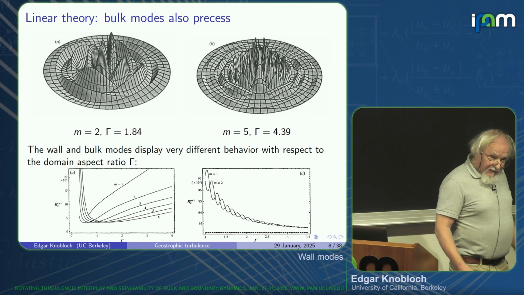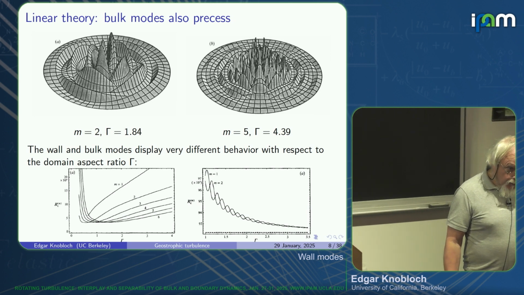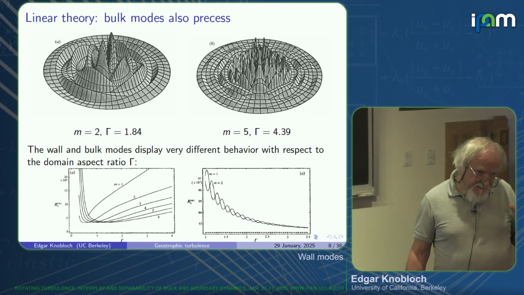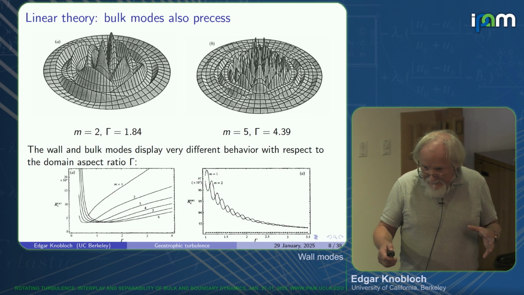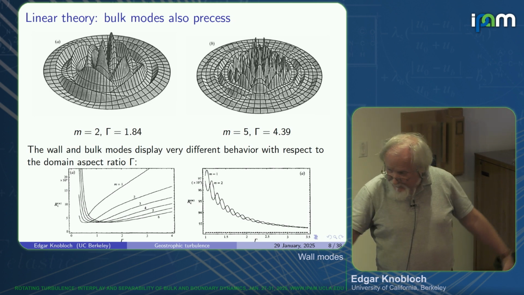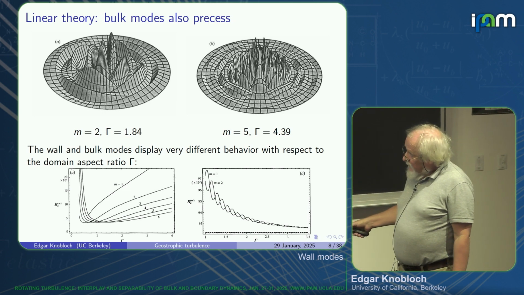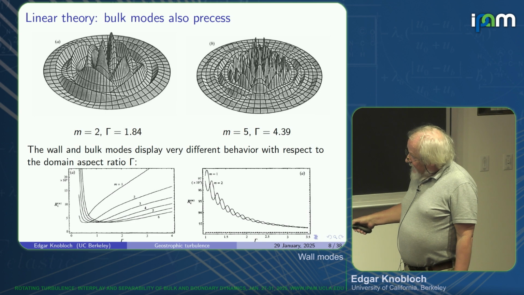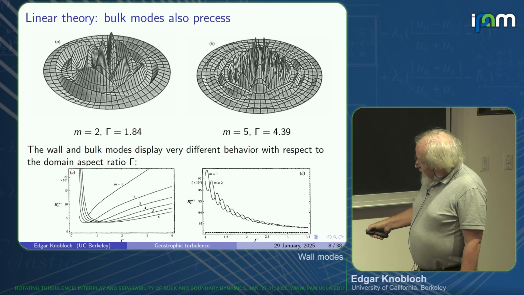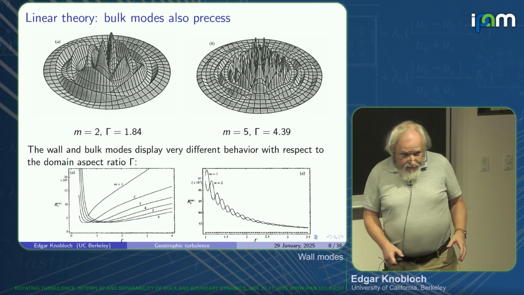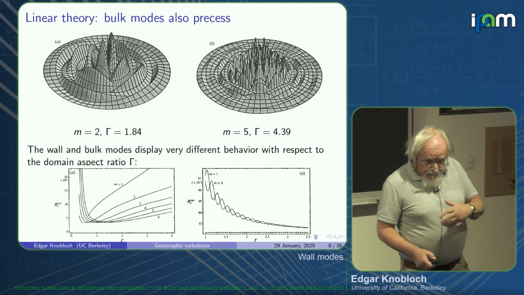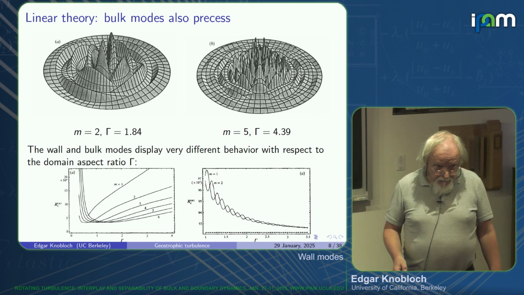Now, there is another class of modes, and they are the bulk modes, right? These are the modes that Chandrasekhar implicitly was looking at when he looked at the infinite domain system, and this is what they would look like in the same calculation. Here's an m equal 2 mode, here's an m equal 5 mode. These are computed for different aspect ratios, gamma, and these are the first modes that would come in those aspect ratios.